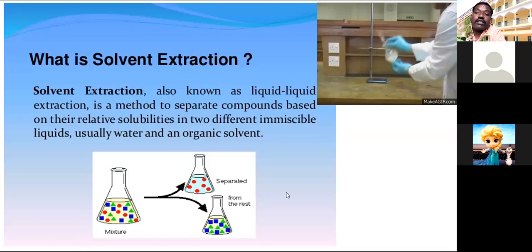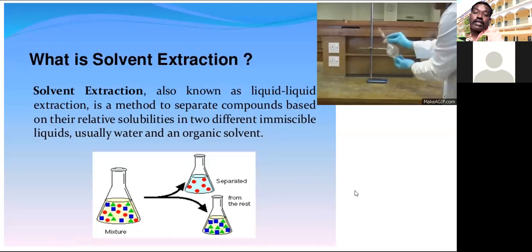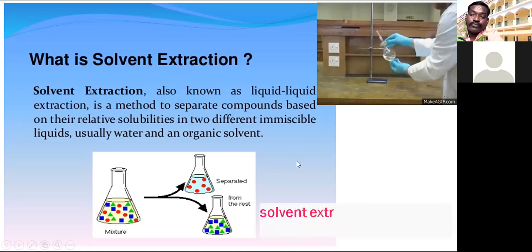Here you see the separating funnel technique. In this diagram you see the separating funnel. The reaction mixture is added to the solvent and shaken in the separating funnel until equilibrium. The two layers separate and are easily collected in different conical flasks. This is the experimental process of the solvent extraction method.